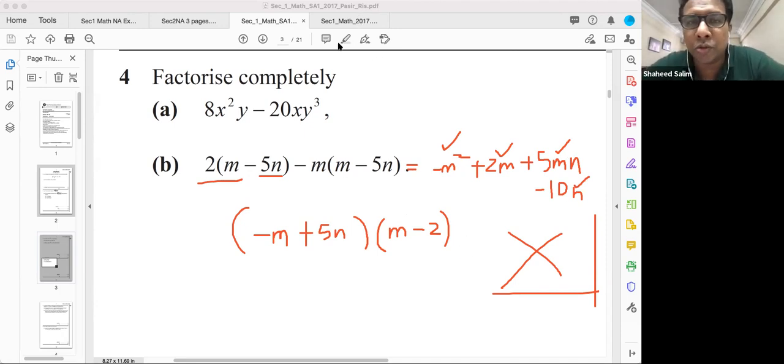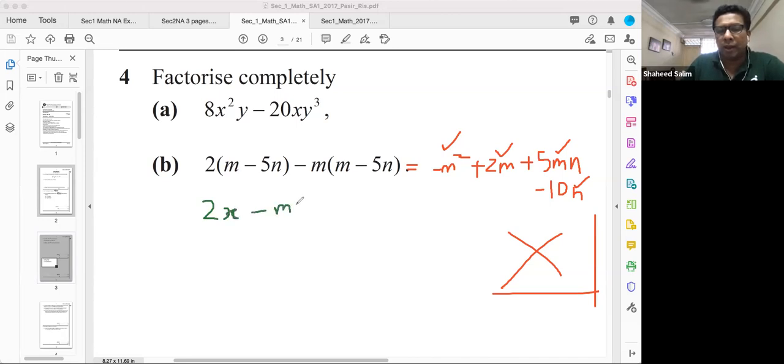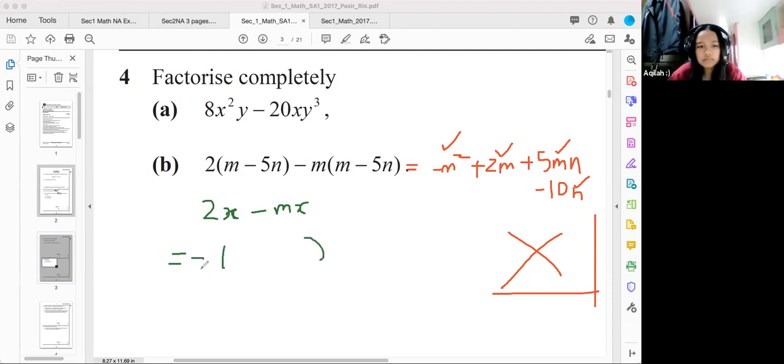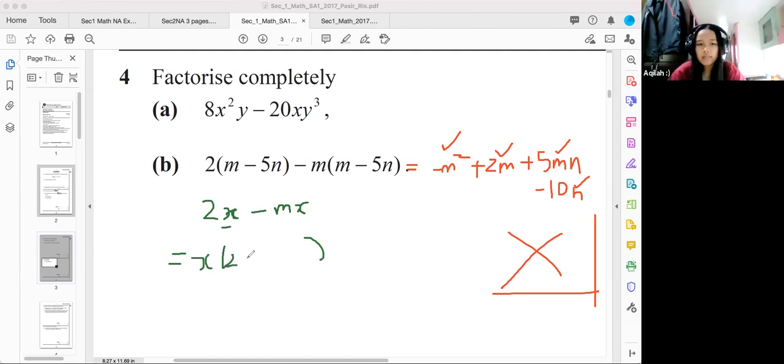Well done. Let me just show you another way, a much simpler way. Imagine now I am going to use another color here, but I have 2x minus mx. How would you factorize this? What's the same? You put it in the bracket outside, right? x. So x. Good. Inside is 2 minus m. Good.